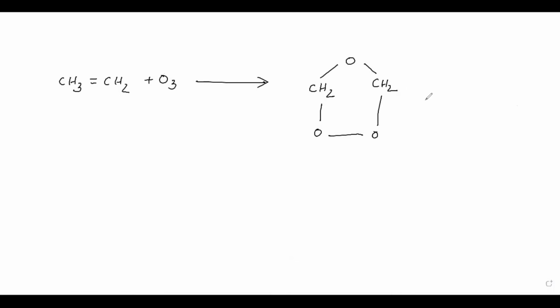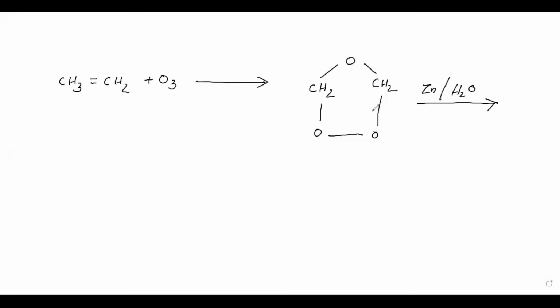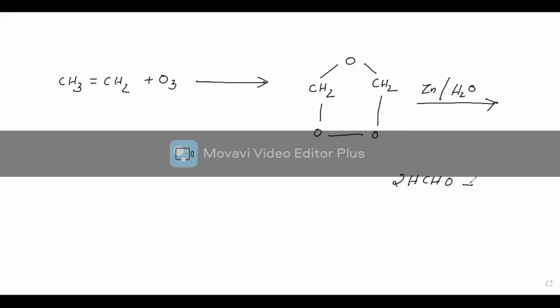Then the ozonoid undergoes hydrolysis in the presence of zinc. Hydrolysis means adding of water. Hydrolysis in the presence of zinc, we get the aldehyde, 2HCHO plus H2O2. The byproduct is not important.